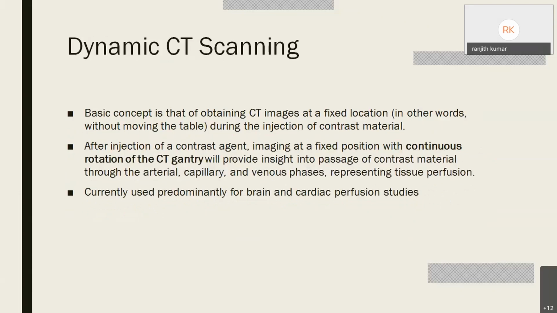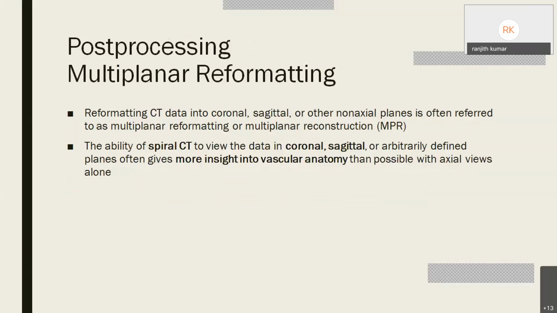So coming to the further advancements in CT, that is dynamic CT. Here, the basic concept is CT images of a fixed point or a fixed location. The gantry, which includes the emitter and detector, continuously rotates over a fixed point, and the passage of the contrast material is assessed by its flow in the arteries, capillaries, and the venous phase, and is presented as tissue perfusion. Mainly, it is used for brain and cardiac perfusion. It is processed by post processing, and can be visualized as coronal sections and sagittal sections.